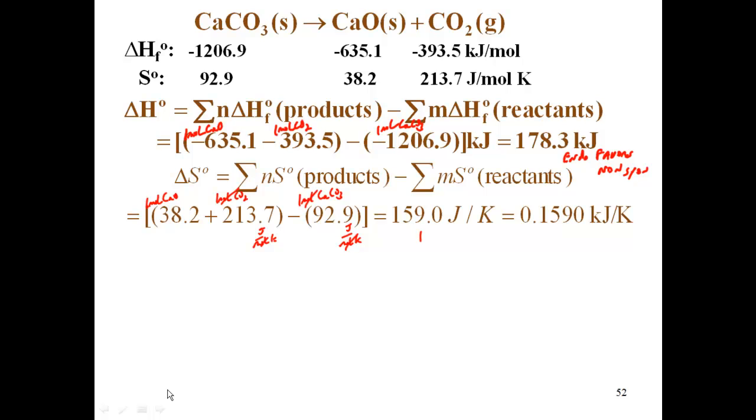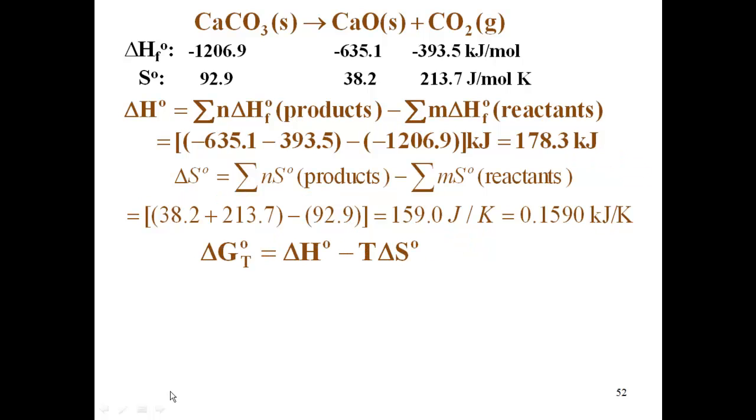That's a positive delta S, which means it favors a spontaneous reaction. Once again, since I'm going to plug this into Gibbs free energy, I'll go ahead and convert that to kilojoules by dividing by 1,000, getting 0.1590 kilojoules per Kelvin. We're going to take these values and plug them into my equation: delta G at temperature T, which in this case is 25 degrees C, equals delta H minus T delta S.